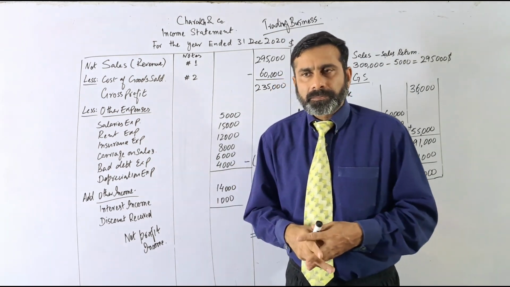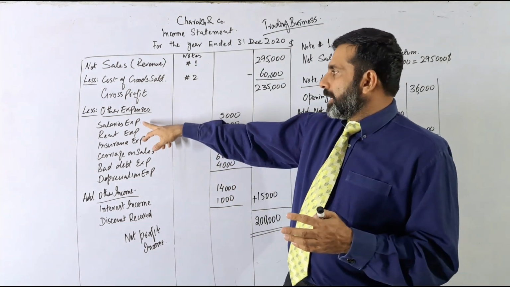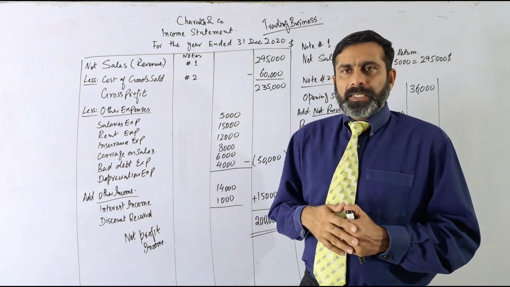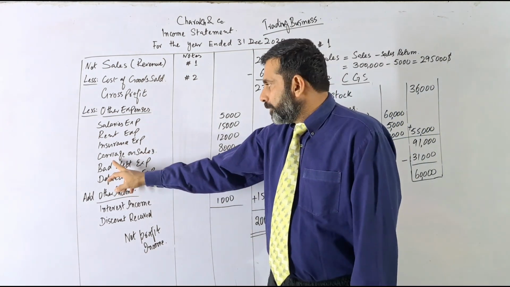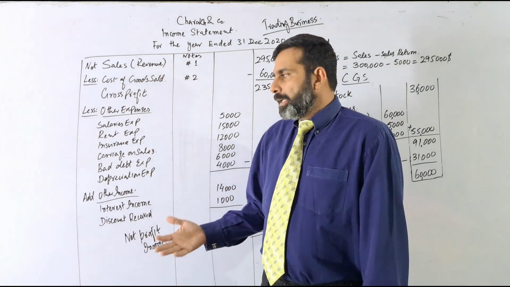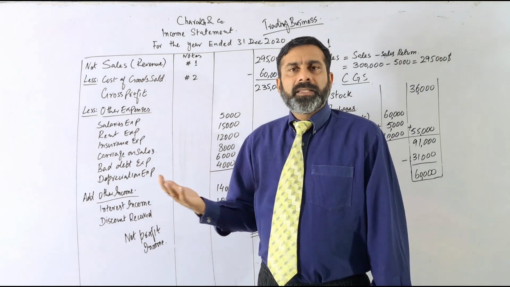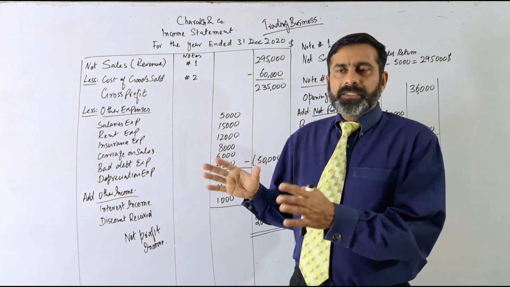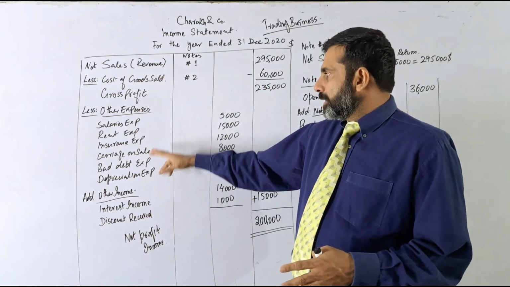For example, they have a garment shop. They have to pay salaries to their workers and employees. They have to pay the rent of the shop. They have to pay the insurance. They have to pay the carriage on the sales, because sometimes they have to deliver the goods to the customers. Sometimes they are waiting to receive money from customers who are not paying, so there is bad debt. They have some assets like furniture, equipment, or even vehicles, so depreciation is there. So there are so many.